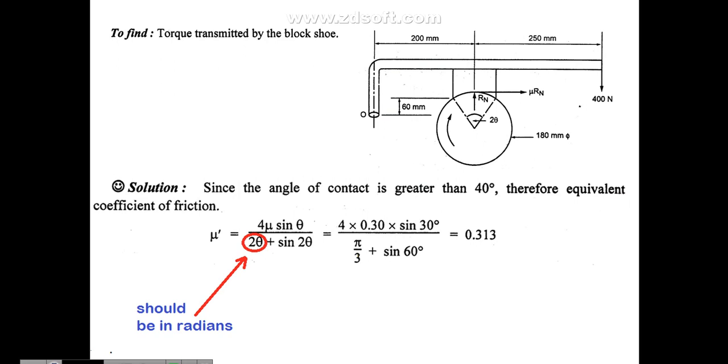For the remaining terms, sin theta means we have the value of 2 theta as 60, so theta as 30 degrees. Whenever you have sin theta in the formula, you substitute the angle. And when you have 2 theta like terms in the formula, you substitute the value in radians. So finally we got mu dash as 0.313. You can see there is not much difference. Mu is 0.3 and mu dash is 0.313.